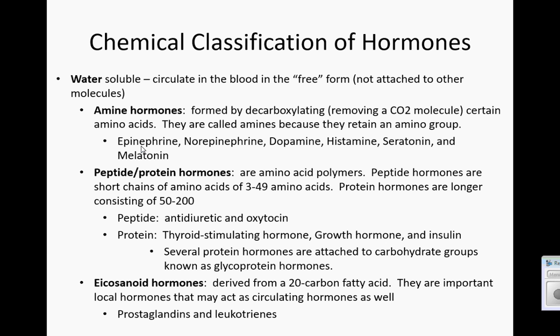Peptides and protein hormones are made up of amino acid polymers, so taking amino acids and binding them together. The difference is their size. Peptides are much shorter, 3 to 49, whereas proteins are much longer, 50 to 200.